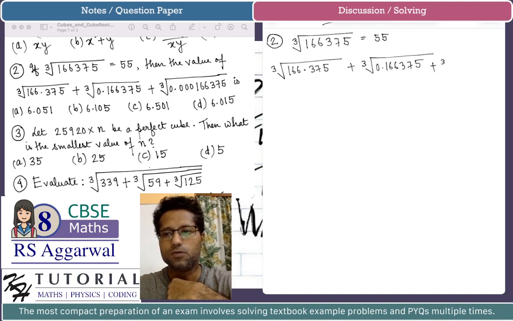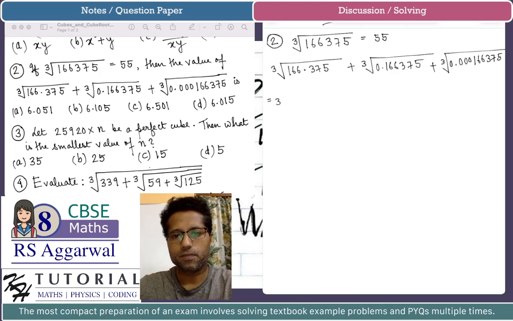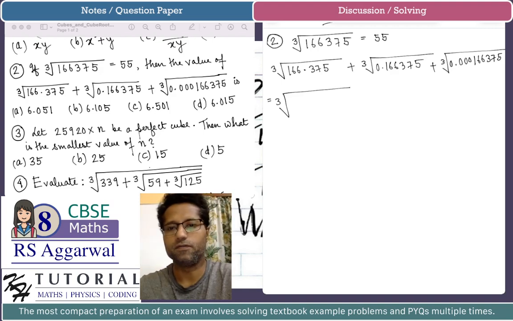plus the cube root of 0.000166375. So the value inside each cube root is the number 166,375 divided by some power of 10, because it is in decimal form. So this will be equal to, we can say, the number 166.375. This decimal number has 3 places of decimals.